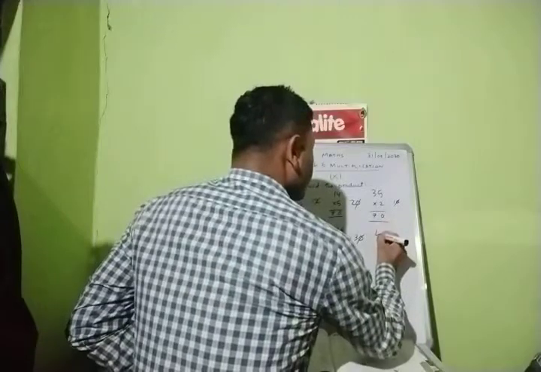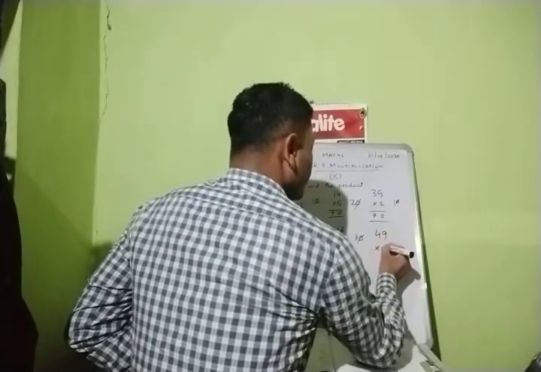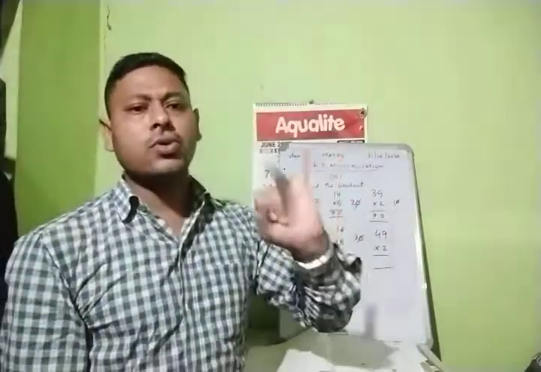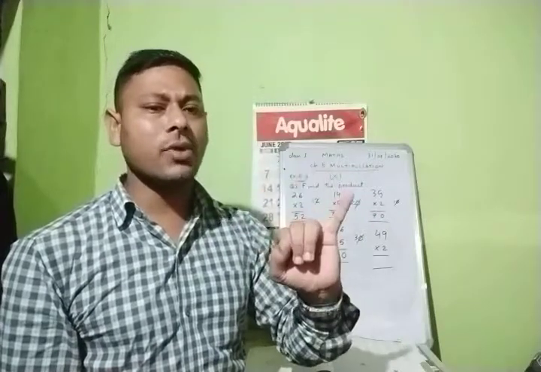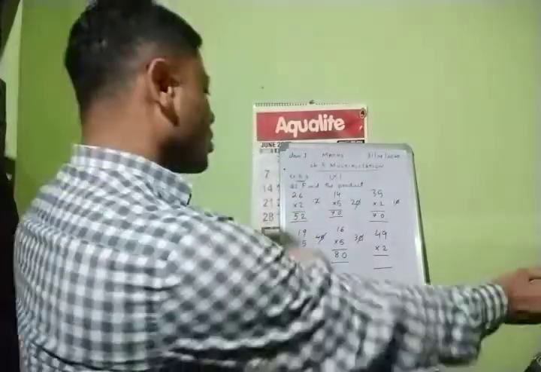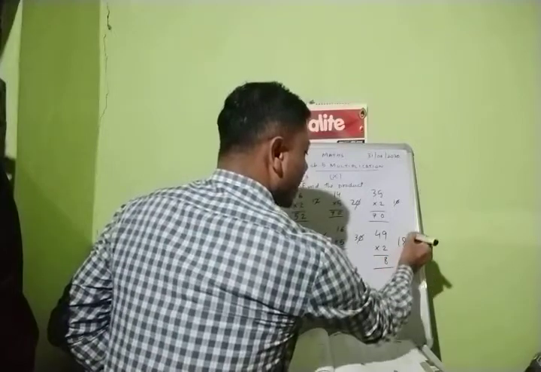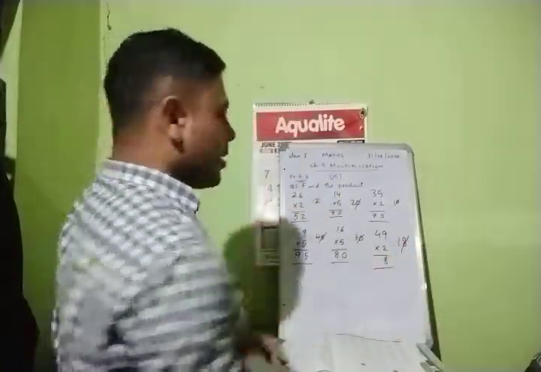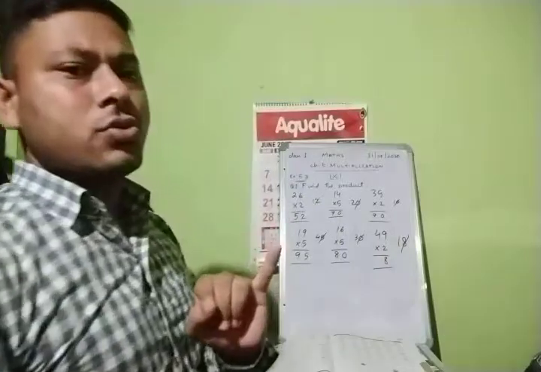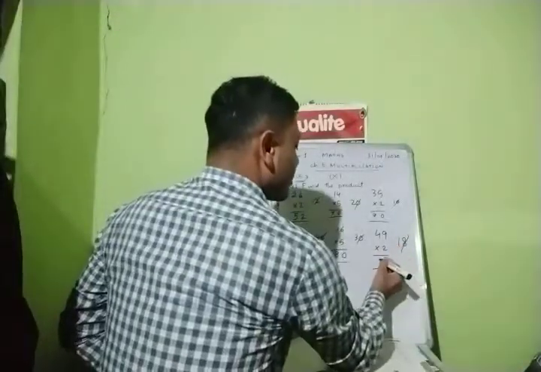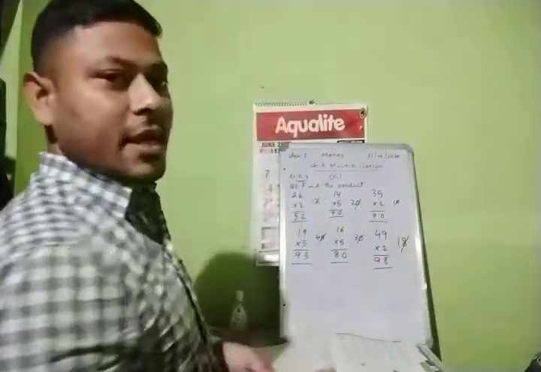49 into 2. 2 into 9. 2 1 is 2. 2 2 is 4. 2 3 is 6. 2 4 is 8. 2 5 is 10. 2 6 is 12. 2 7 is 14. 2 8 is 16. 2 9 is 18. So 2 9 is how much you get? 18, no? So 8. First write and cut it. What is left? 1. Then again 2 into 4. 2 1 is 2. 2 2 is 4. 2 3 is 6. 2 4 is 8. 8 plus 1, 9. Understood, children?